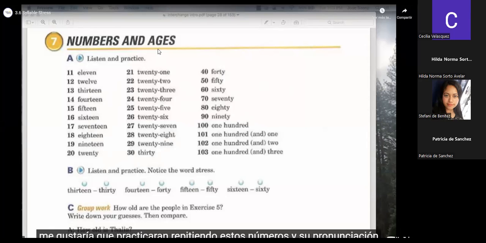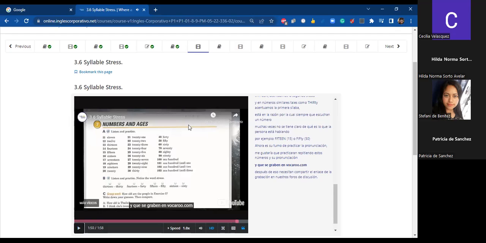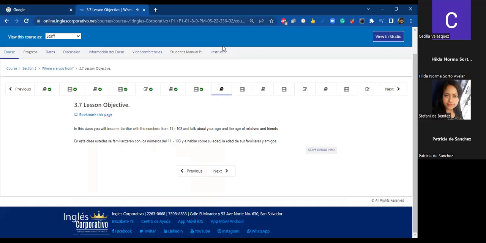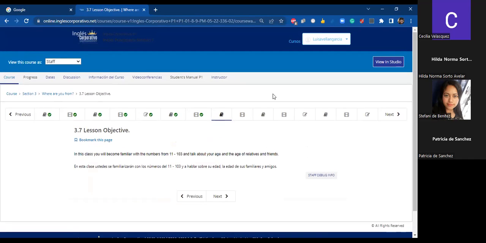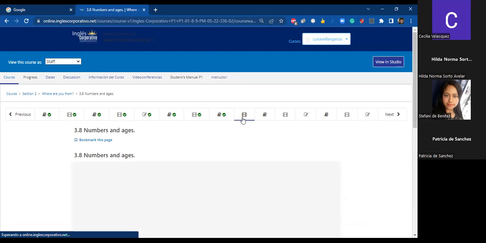Then, and their pronunciation, and record yourself. Okay, and the next one is, it says in this class, you will become familiar with the numbers from 11 to 103 and talk about your age and the age of relatives and friends. And we are going to practice how to say age, okay? Always with the numbers.